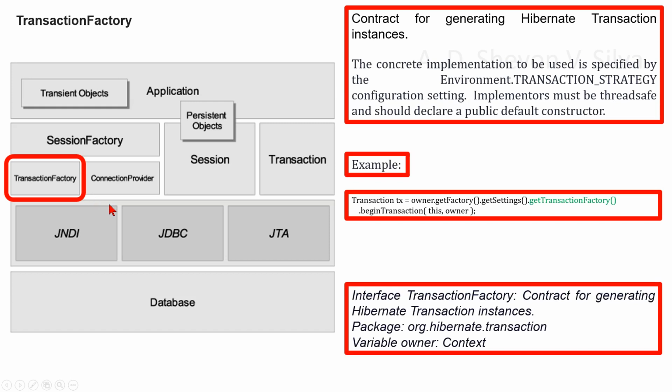We can consider this as an example. Here getTransactionFactory produces TransactionFactory. The interface TransactionFactory is a contract for generating Hibernate transaction instances. It's in package org.hibernate.transaction. Here the variable owner is context.